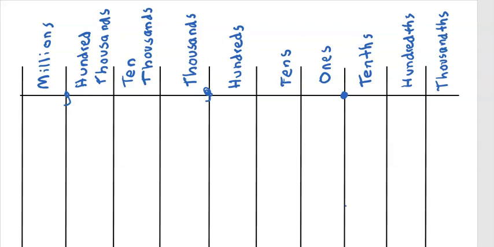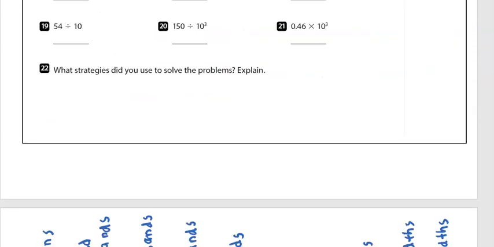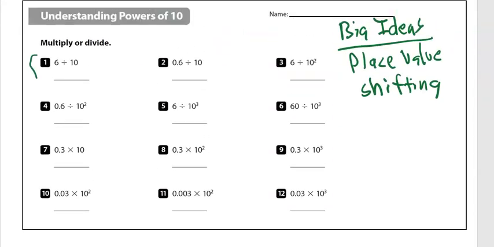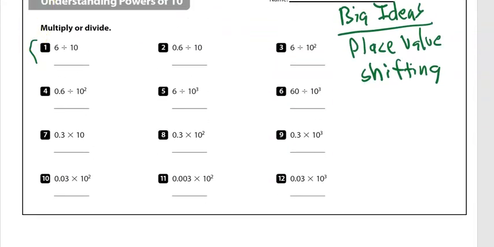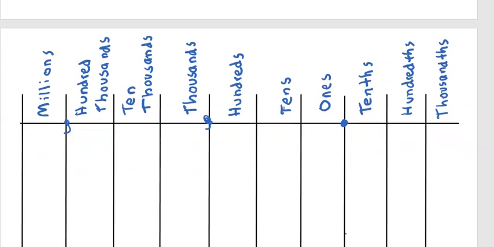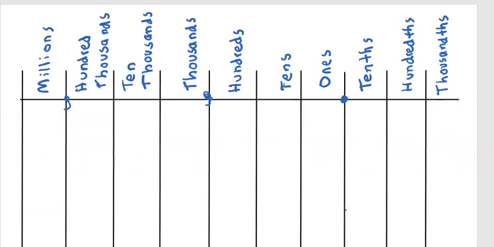Okay, if you have that chart made, let's go back and look at that first problem, which is 6 divided by 10. Let's come back to our place value chart. Watch how easy this is. We're talking about 6 ones. And we talked about when we multiply by 10, then that shifts us over to the next place value.